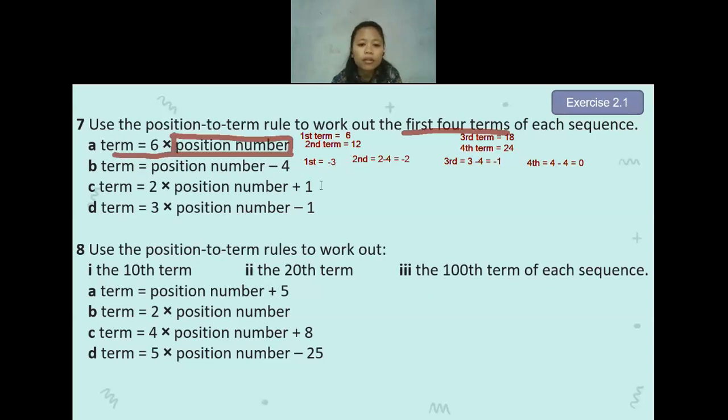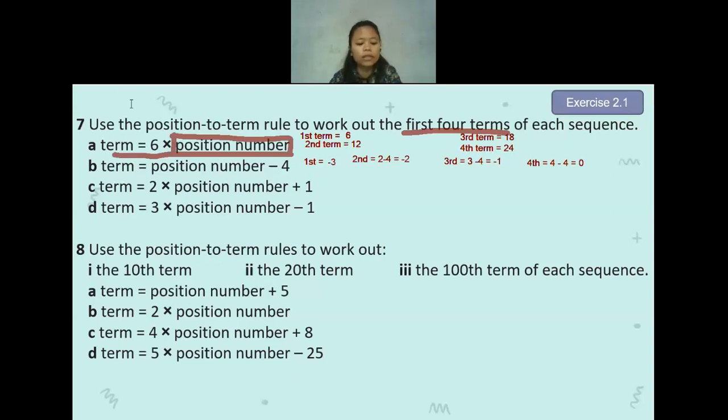Sorry. What is a position number? I still don't get it. What is position number? Position number is like, for the first term, like an ordinal number. When it is the first term, the position number will be 1.